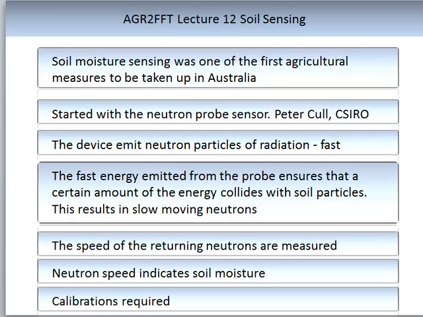Calibrations are required to set up the measurement correctly. They are required for different soil types as there are different relationships of neutron speed, structure and soil. In order to differentiate the structure component of the soil and the moisture, these calibrations must be conducted.